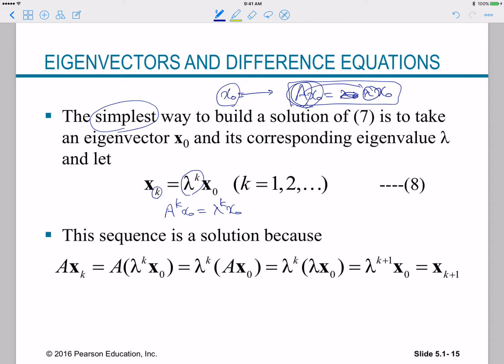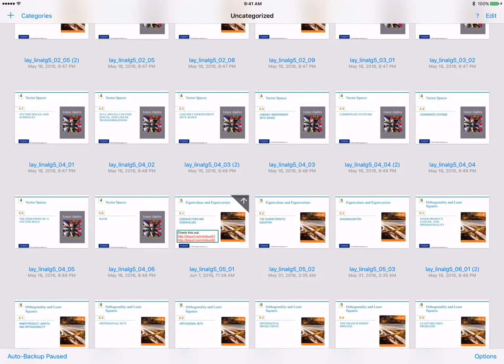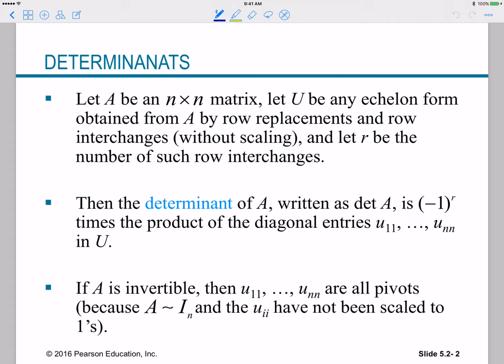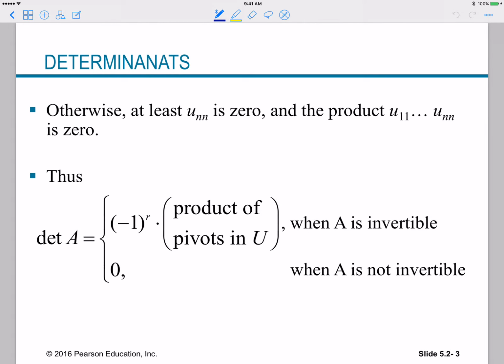So that is it for chapter 5.1, then we will move on to chapter 5.2, which is about the characteristic equation. Again, the overall big picture was already explained like two lectures ago. So we mainly deal with the determinant in this lecture.